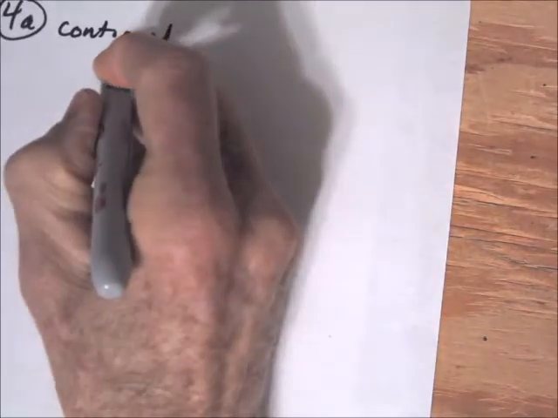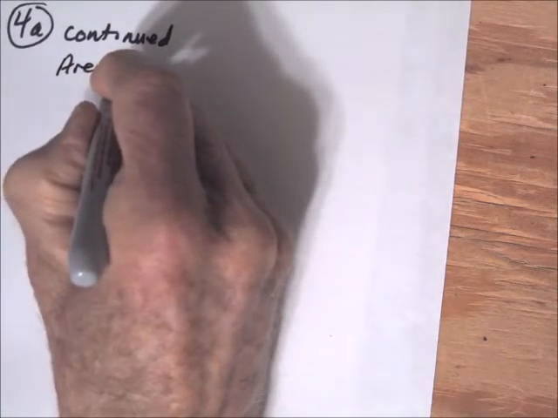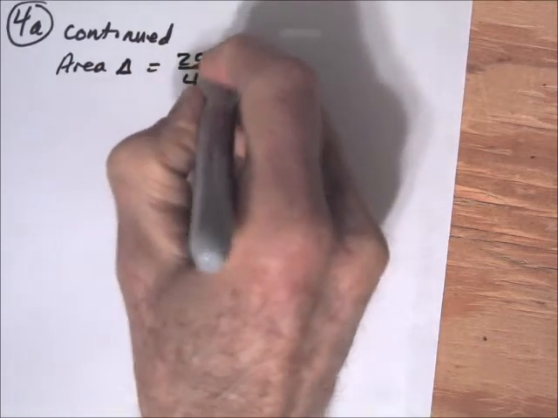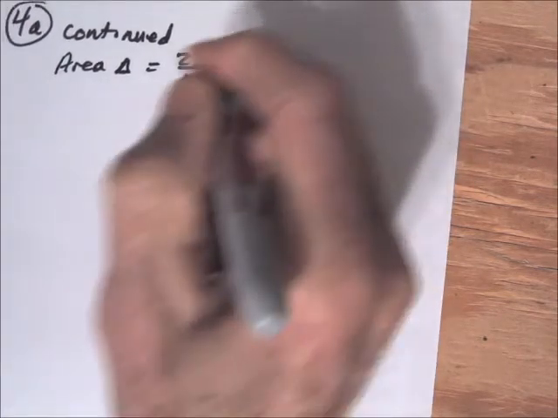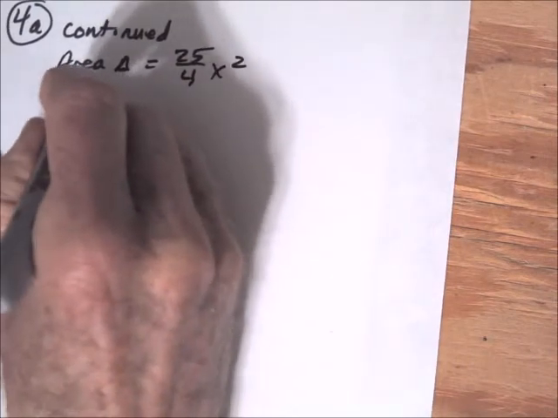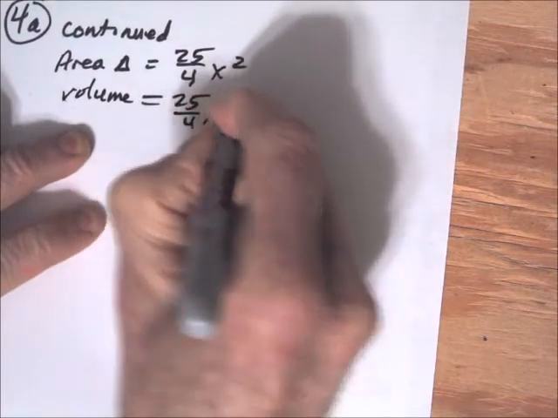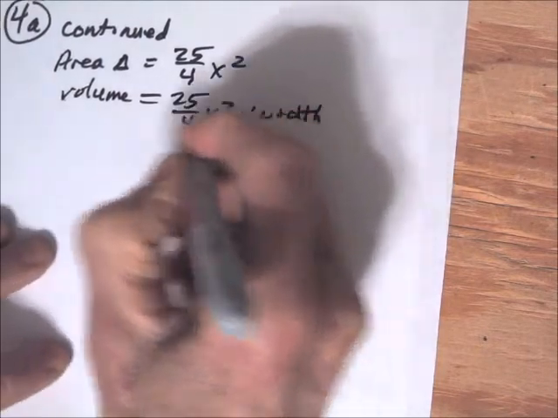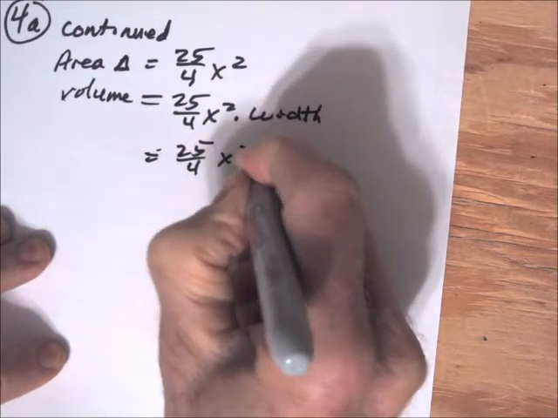Yeah, so we have the area of the triangle, the cross section, 25 over 4 x squared, and we want the volume. Well, this pool is 60 feet wide, so the volume is going to be 25 over 4 x squared times the width of the pool. The width of the pool is 60 feet. So it's 25 over 4 x squared times 60.